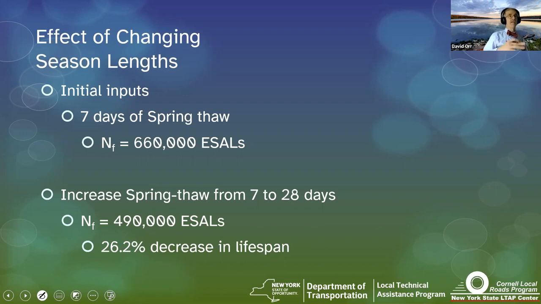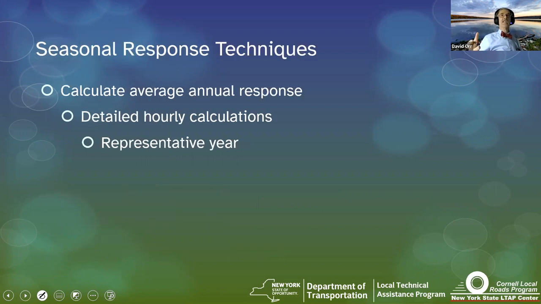And the number of allowable cycles to failure drops from 660 all the way down to under 500,000, a reduction of over 25%. So it's really important to understand that seasonality as we're doing our design. And you could do that by calculating average annual responses. You could do detailed hourly calculations, or you could look at a representative year.